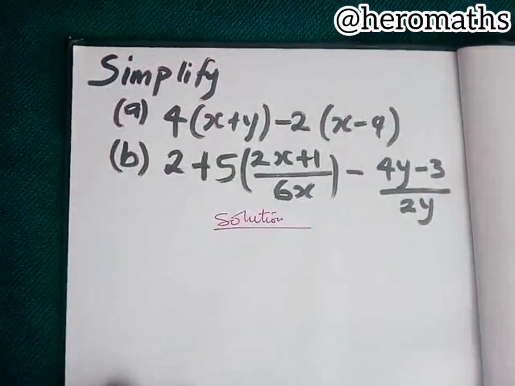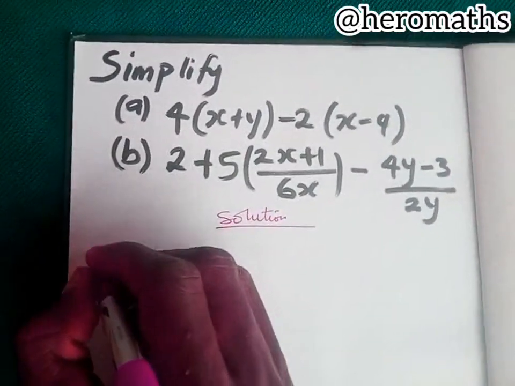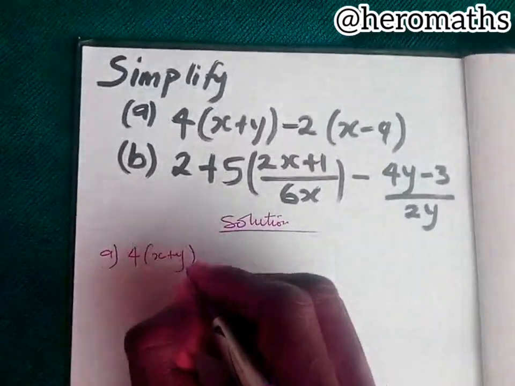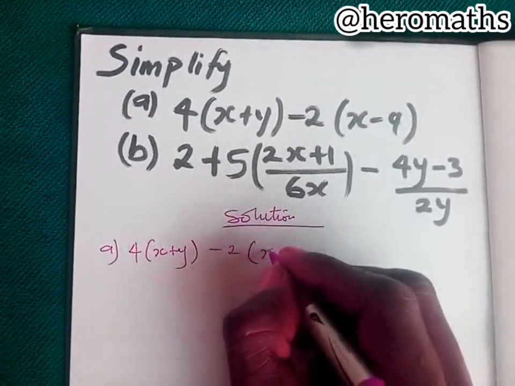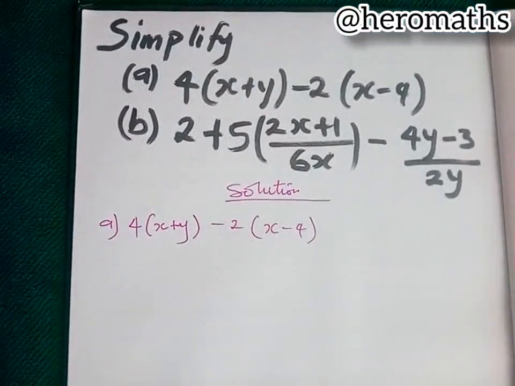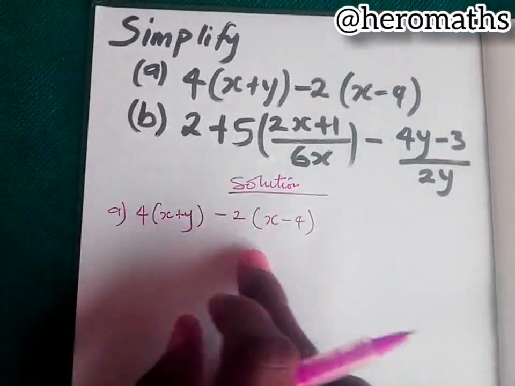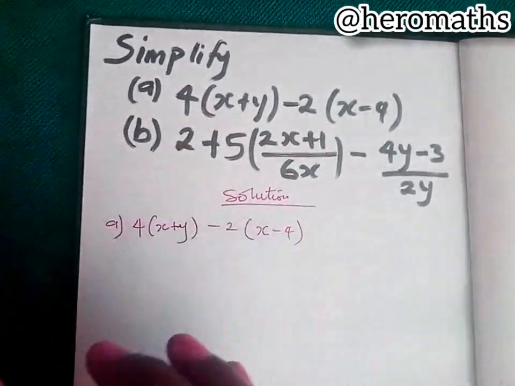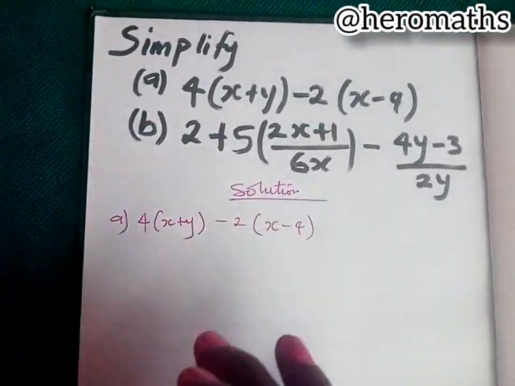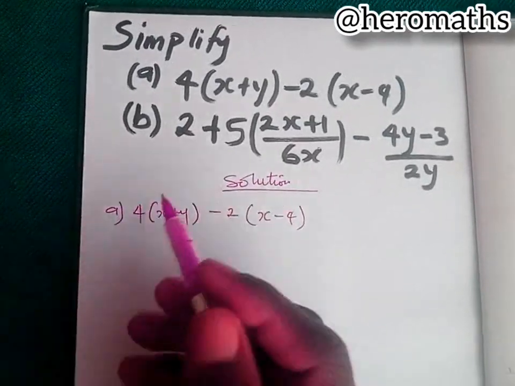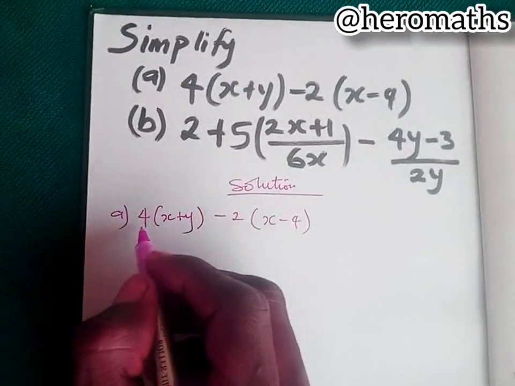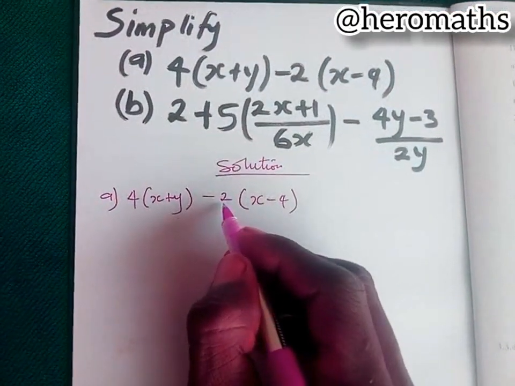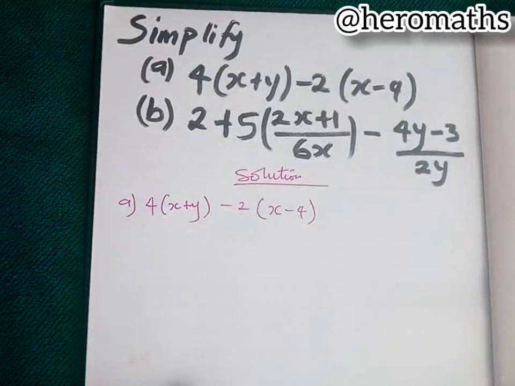Now, this is the question. Let us pick out A and start solving. 4(x + y) - 2(x - 4) is question A. You can see here we have two brackets involved. To simplify this, the next thing we do is open the bracket. In the first bracket you see 4 outside. We will use this 4 to open the internal bracket, and then in the second bracket we use minus 2 to open the internal bracket.